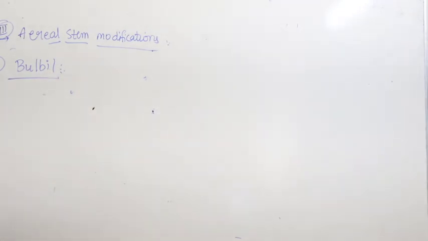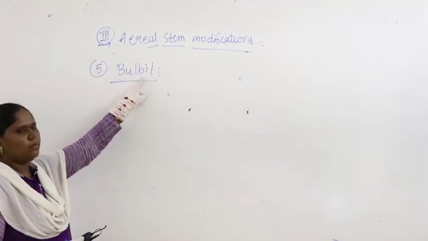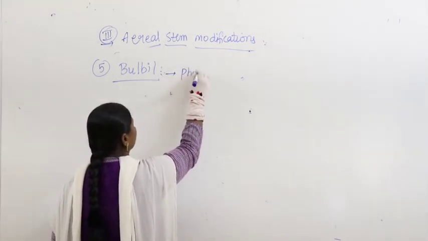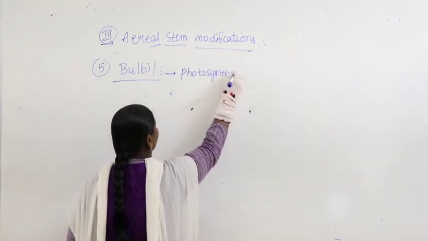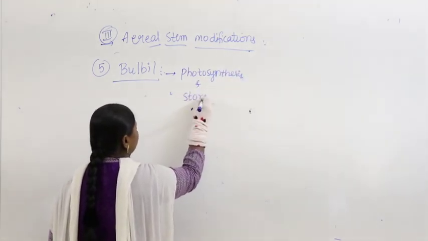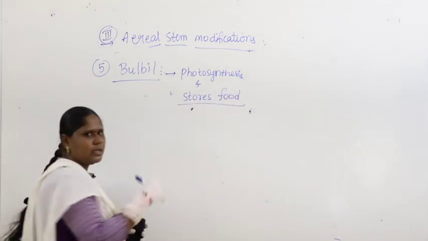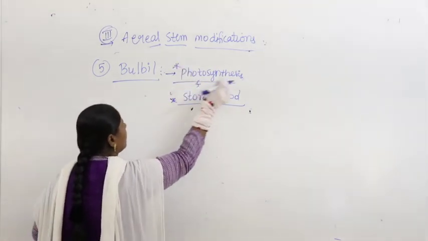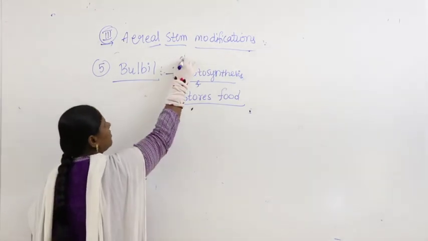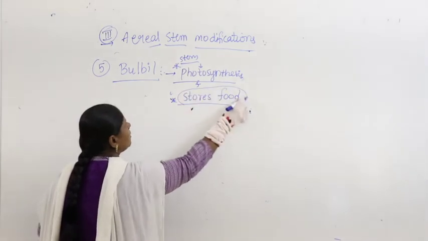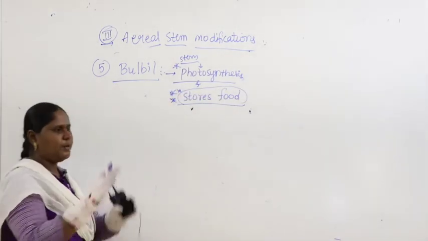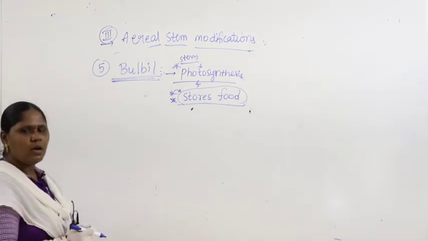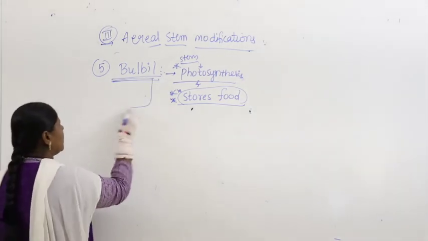What is the next category we have? Bulbil. What is that? Bulbil is nothing but, here in this case, the part will undergo photosynthesis, and not only photosynthesis, it also stores food. Any part of the plant, especially the stem, will undergo photosynthesis and also store food. If it stores food, it becomes bulbous, it becomes swollen, then it is called bulbil.